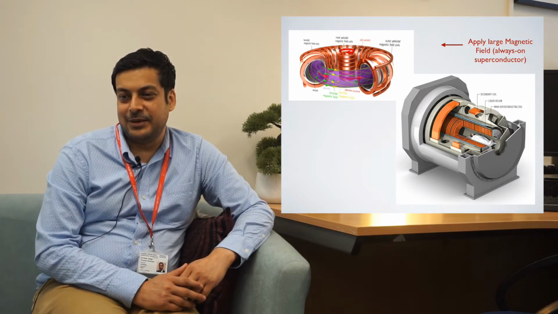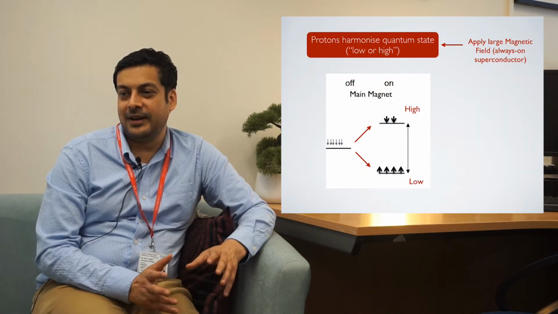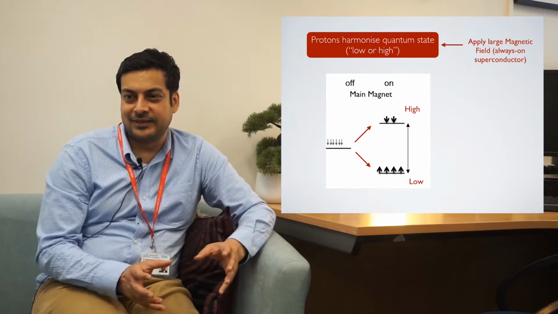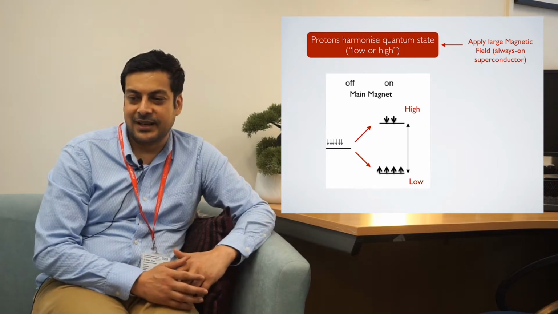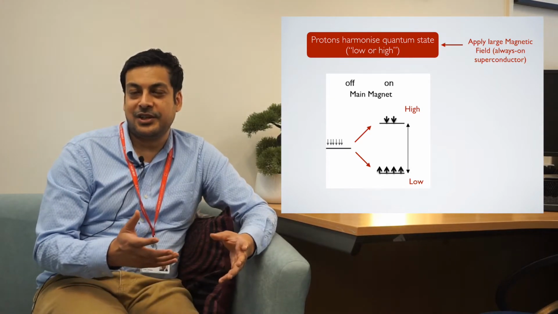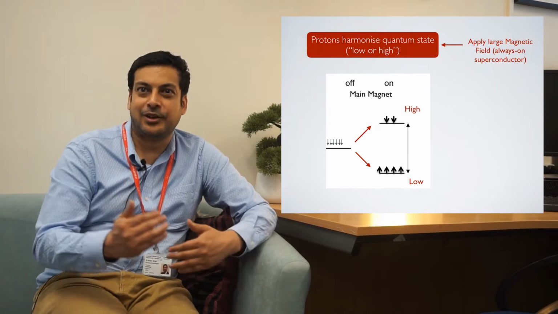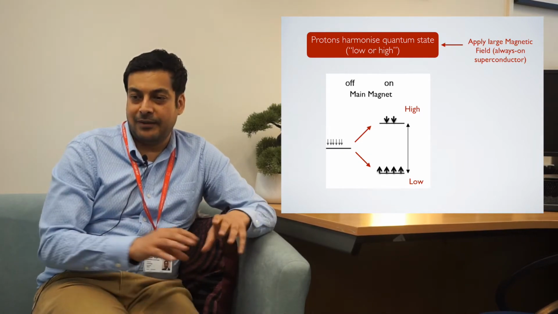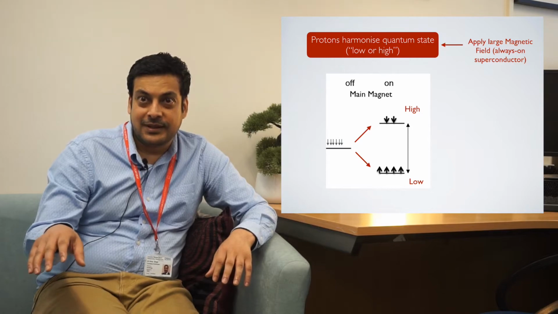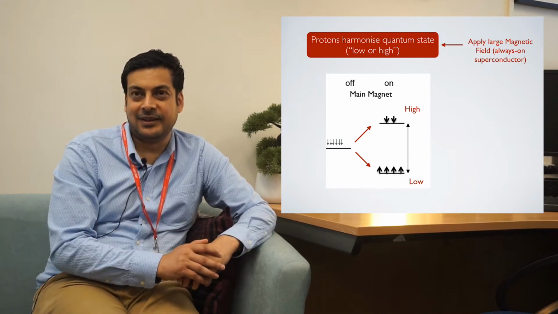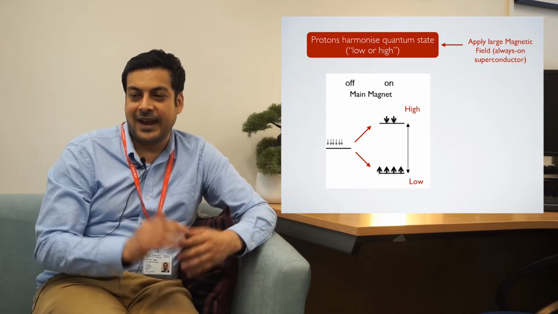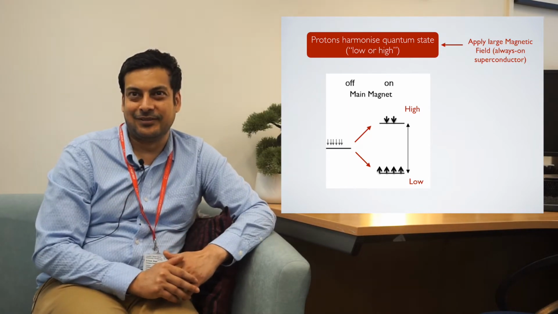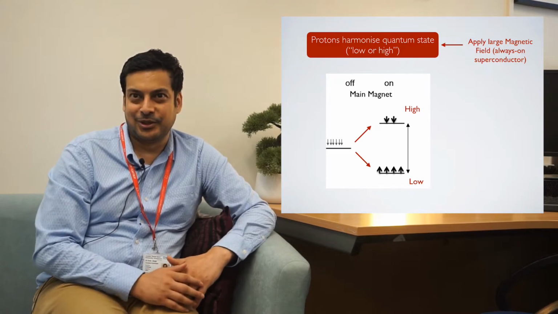So let's see what's going on. We apply a very large magnetic field, and all the protons in the magnetic field align their quantum state. Now, there are actually two states that a proton can take, high or low. If you look at the diagram below, we have all the protons, which are arrows, sitting there before you apply the magnet. You turn the magnet on, and then they have to align to either high or low relative to the magnetic field. That's what the diagram is showing.